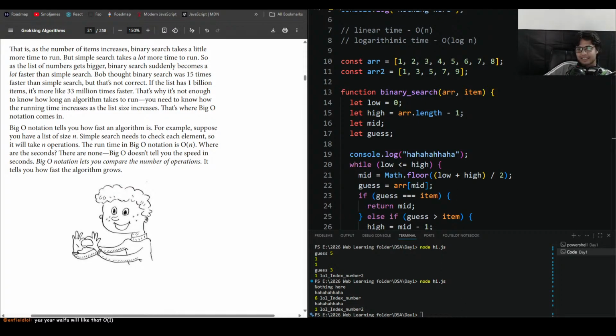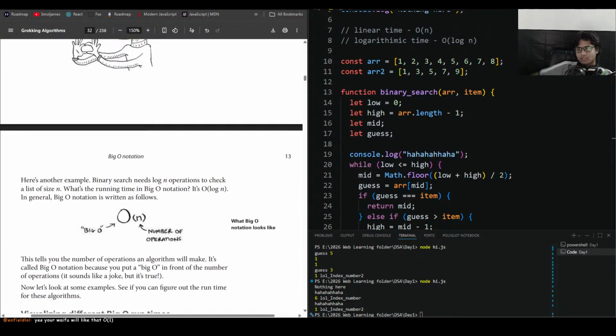The run time in Big O notation is O(n). Where are the seconds? There are none. Big O notation doesn't tell you the speed in seconds. Big O notation lets you compare the number of operations. It tells you how fast the algorithm grows. Here's another example. Binary search needs log n operations to check a list of size n.